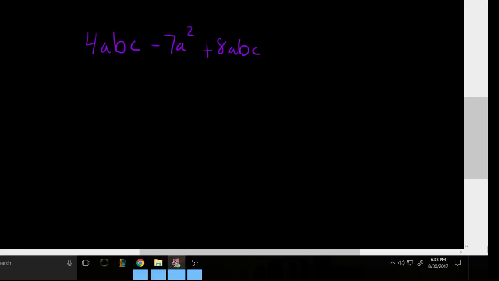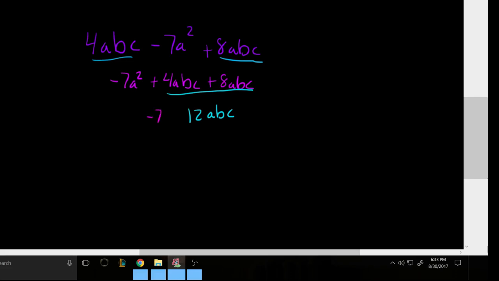I noticed that both this and this are like terms, right? They all have an A, they all have a B, and they all have a C, and all of them have the same exponent. So we can use the commutative property to change the order of this. So I can bring the 7a squared out to the front, plus 4abc, plus 8abc. Once I've done this, I have my like terms right next to each other. I can go ahead and combine them. So I'll end up with 12abc. And I'll bring down the rest of this.